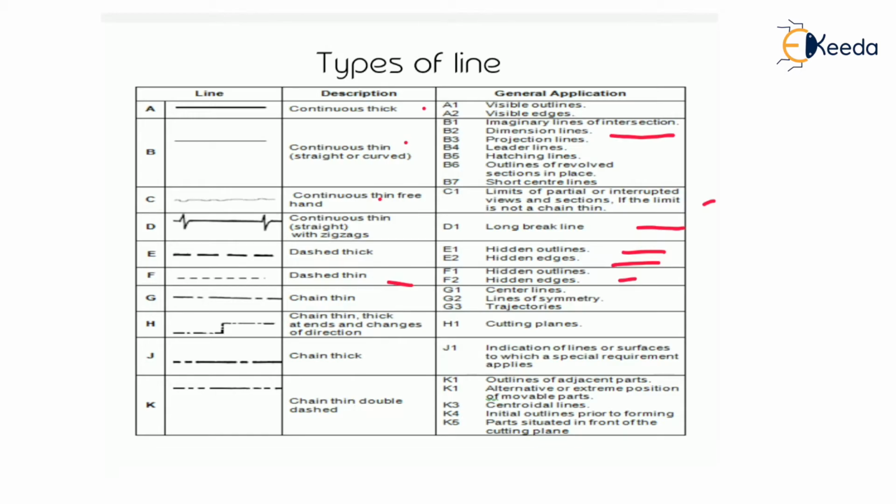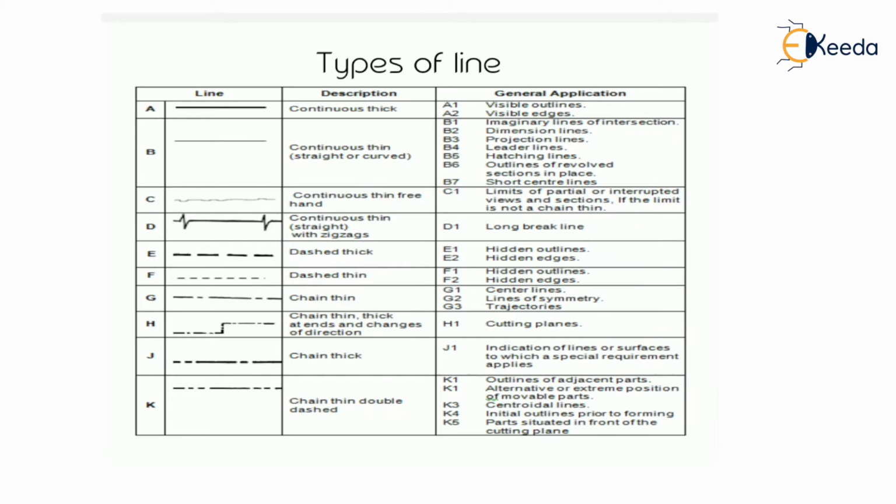Chain thin is used for the central line. Then chain thin, thick at end and change of direction, is used for a cutting plane, also called a sectional line. Then chain thick for indication of lines. Then chain thick double dash for outlines of an adjacent part and others. So with the purpose or application we can change the type of line while drawing any kind of plan or sheet.